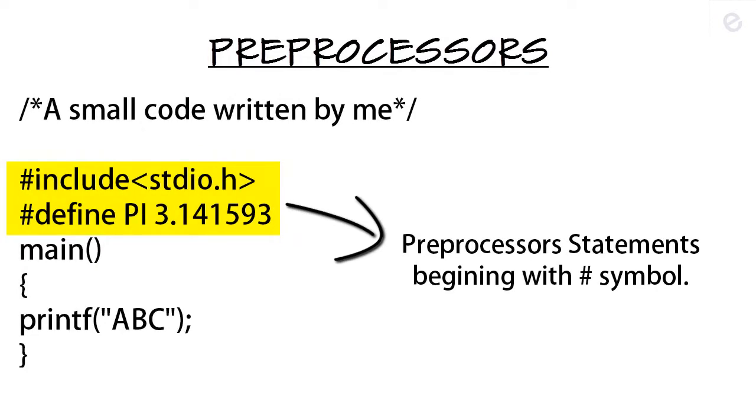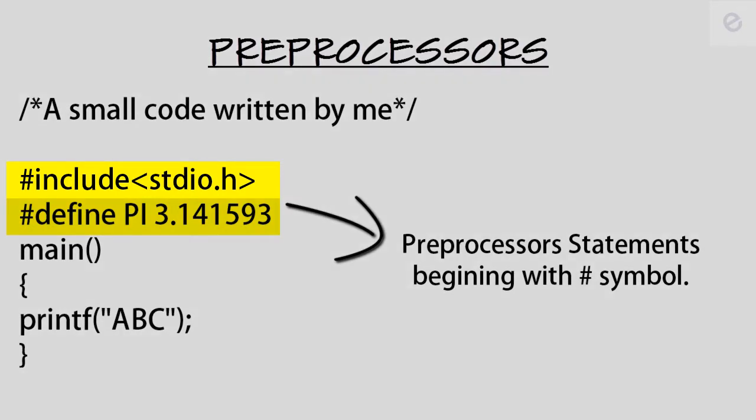Now, let's talk about the preprocessor statements. The preprocessor statements always begin with the hash symbol and they instruct the compiler to include header files and symbolic constants. The preprocessor statements are divided into two parts. The first one is the header file. The second one is the symbolic constant.